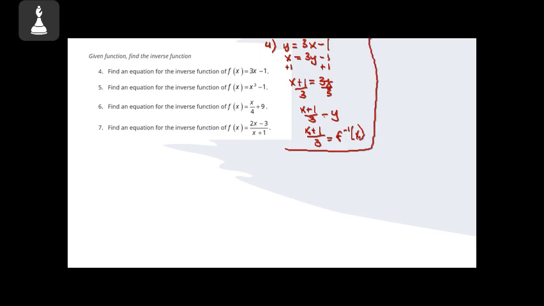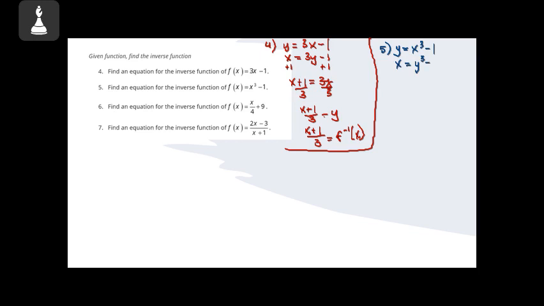All of the problems are going to follow that same process. So if we look at number 5, we have the function equals x cubed minus 1. So I'm going to start with writing y equals x cubed minus 1. And then I'm going to switch x and y. So x equals y cubed minus 1.